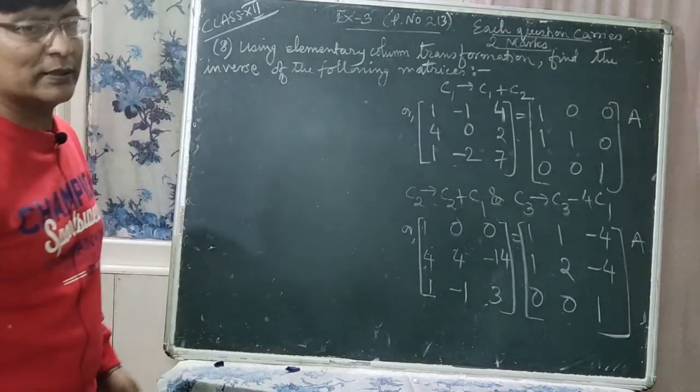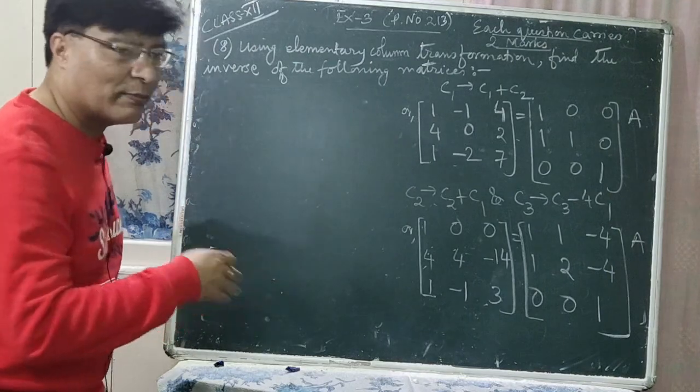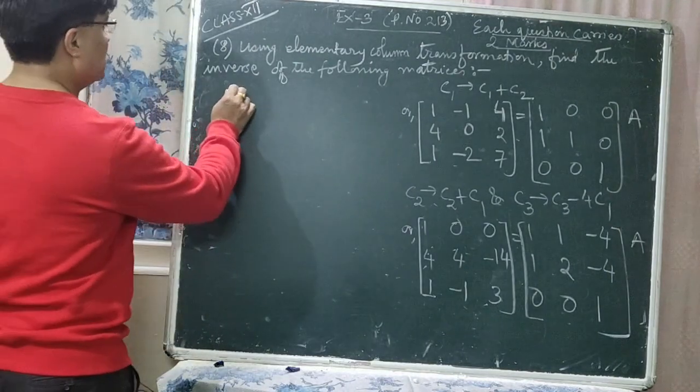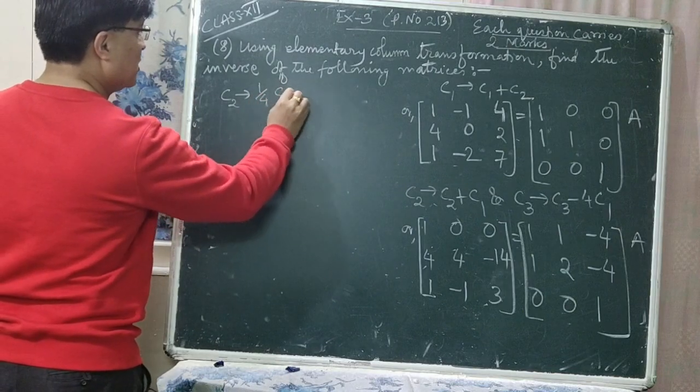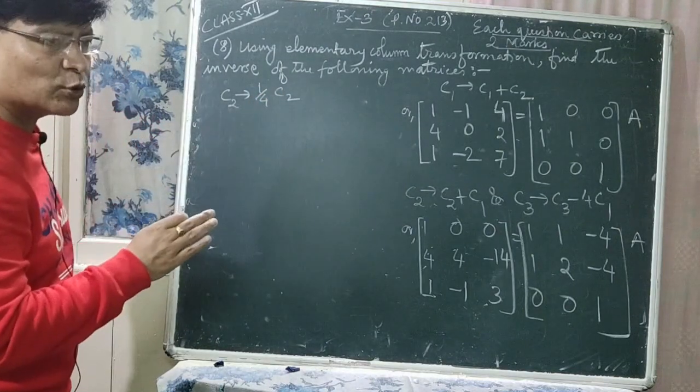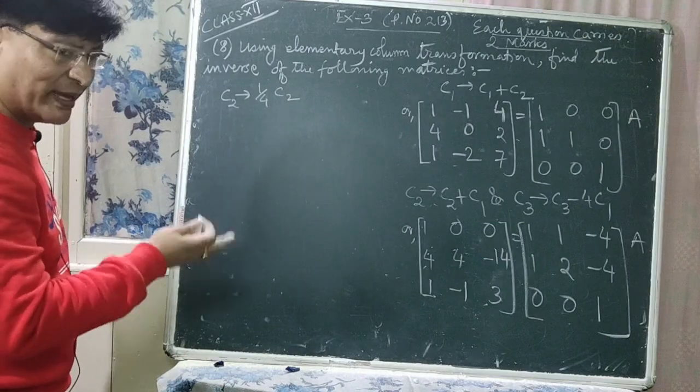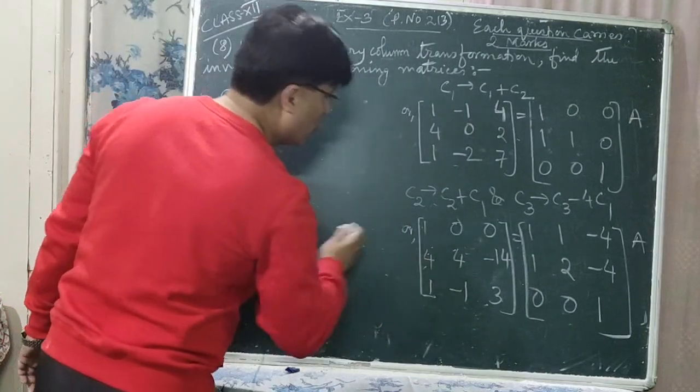How can you make this 4 into 1? By multiplying the second column by 1/4. So C2 arrow 1/4 C2. Now column 2 should be multiplied by 1/4 to make this 4 into 1.